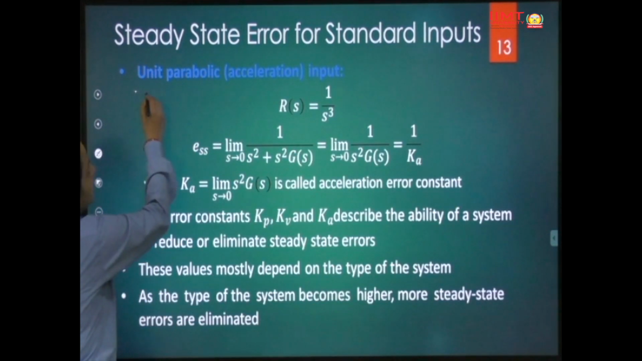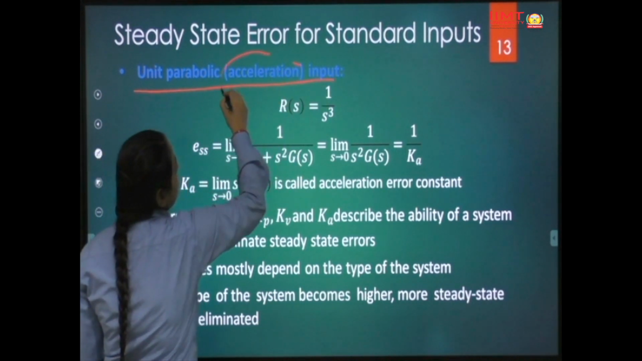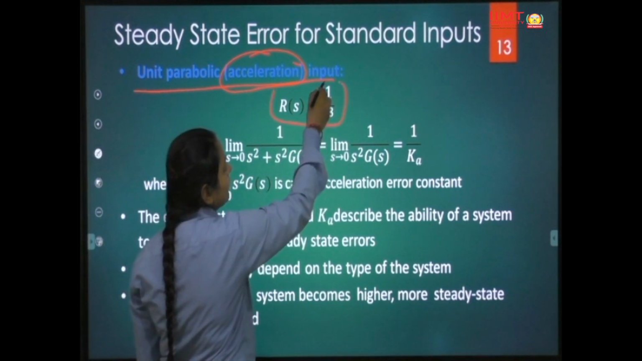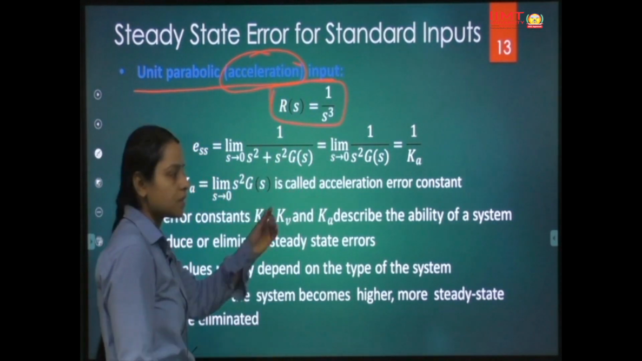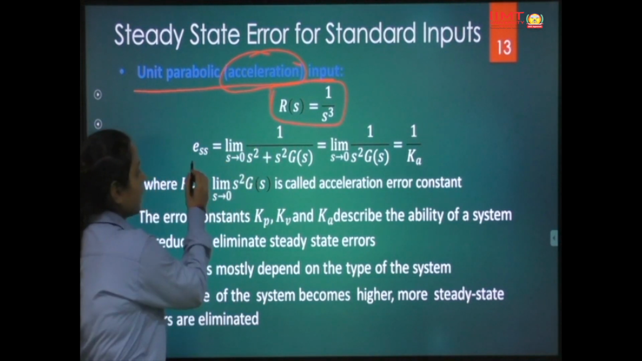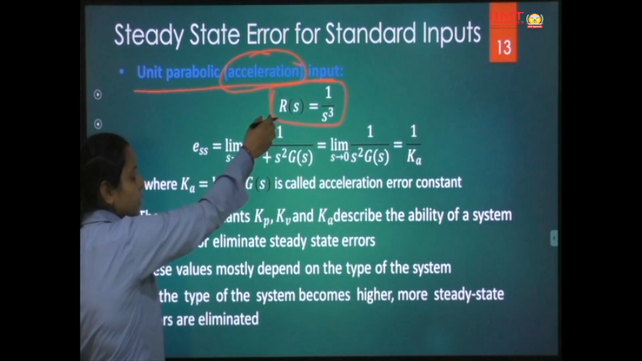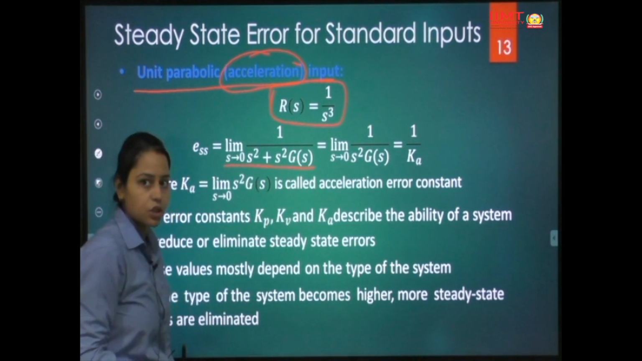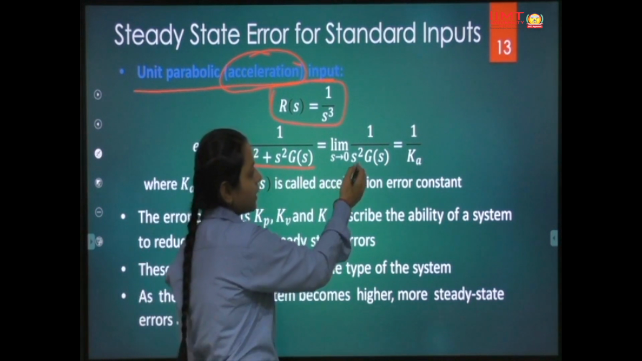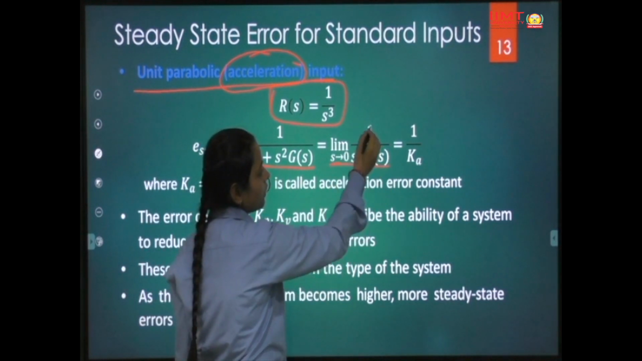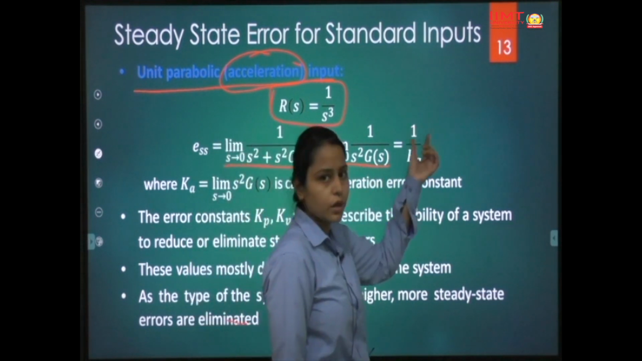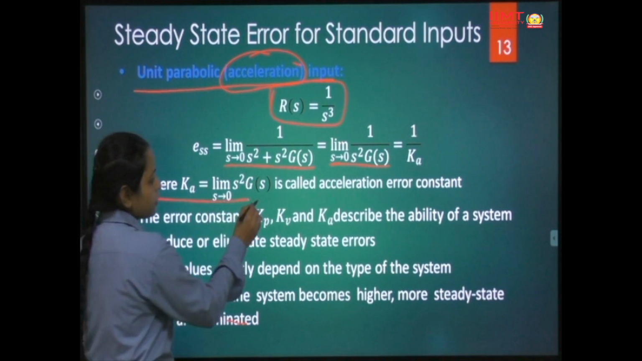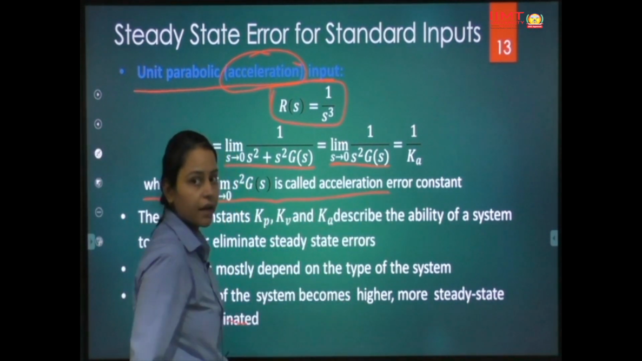Next is the parabolic input, also called the acceleration input. Here R(s), the Laplace transform of parabolic input, is 1 by s cube. So we have again ess, if we put the value of R(s), limit s tends to 0 s square upon s square plus s square G(s). Using simple algebra, we get limit s tends to 0, 1 upon s square G(s), which is equal to 1 upon Ka, where Ka is limit s tends to 0 s square G(s), called the acceleration error constant.